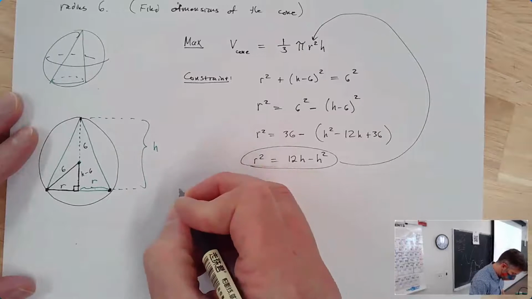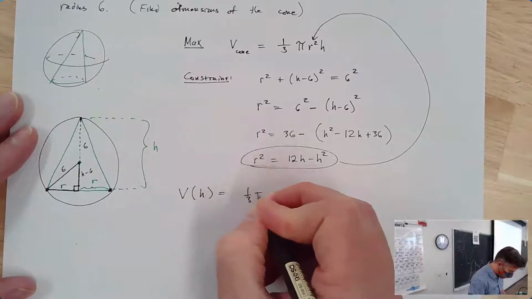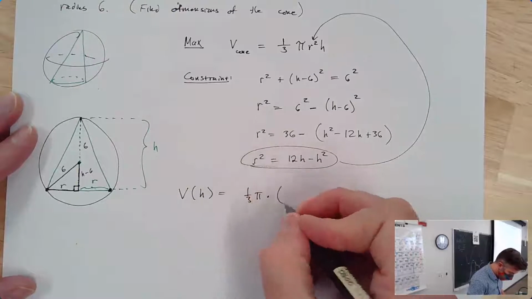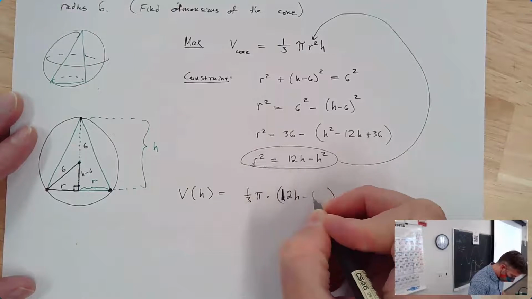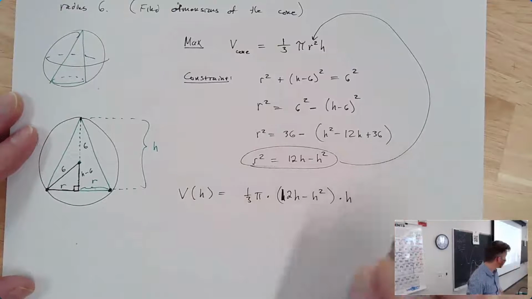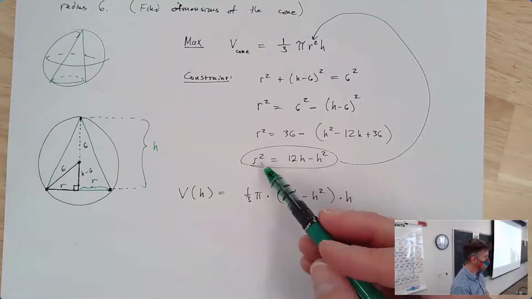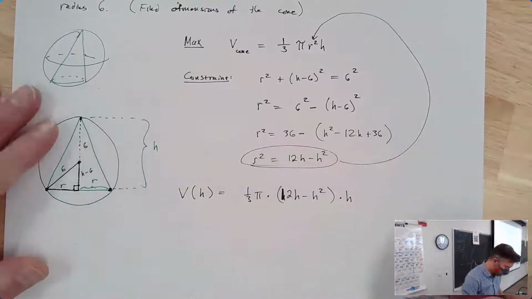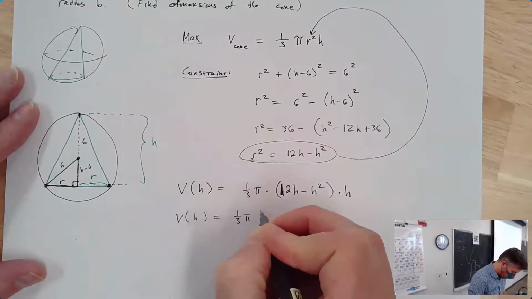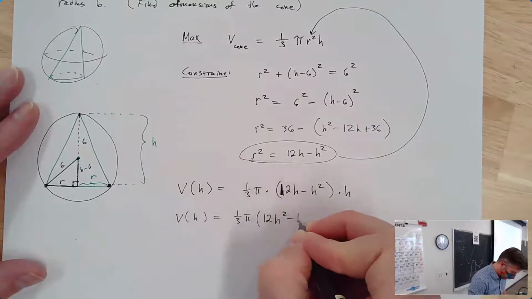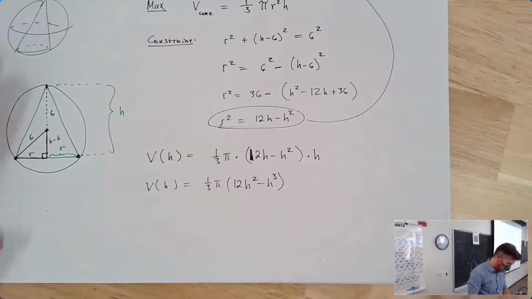So plugging it back in, our volume as a function of height is going to be 1/3 pi times r squared, which is 12h, whoops, 12h minus h squared, times h. I do want to point out, we're not squaring that, right? It's already squared right there. We should simplify. 1/3 pi times 12h squared minus h cubed. And now we'll differentiate to find the critical values.